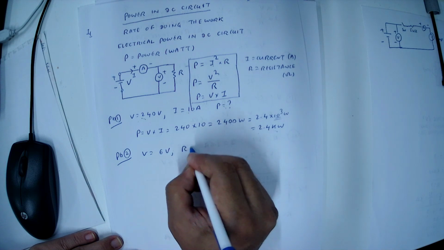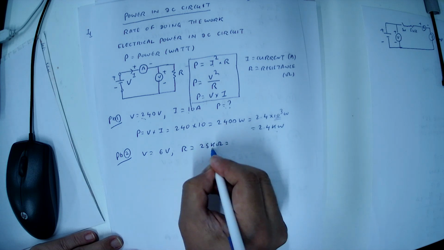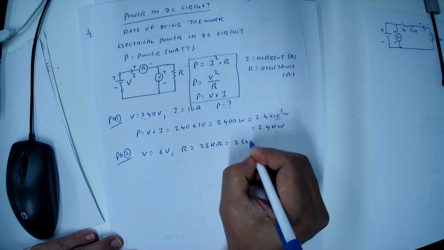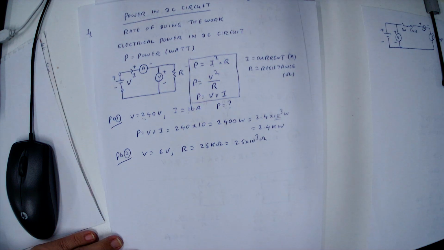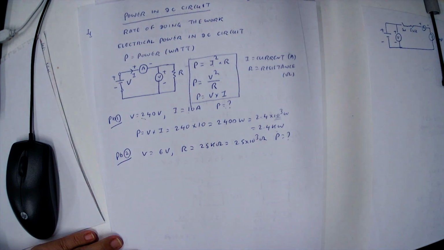Resistance R equal to 25 kilo ohm. 25 kilo ohm means 25 into 10 power 3 ohm. We have to calculate the power. The voltage is 6 volt and the resistance is 25 multiply 10 power 3 ohm. We have to calculate the power.